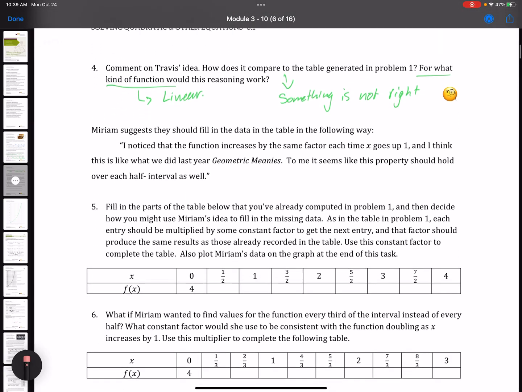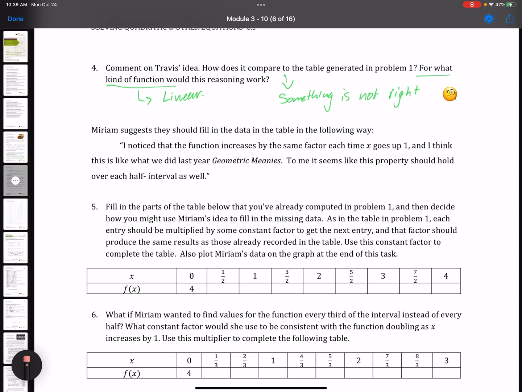Miriam suggests that they should fill in the data table in this way. I notice the function increases by the same factor each time x goes up by 1. So she's thinking it doubles in the entire thing. I think this is like what we did last year in geometric meanies. Do you guys remember that lesson at all? No. Me either. I didn't do it with you though.